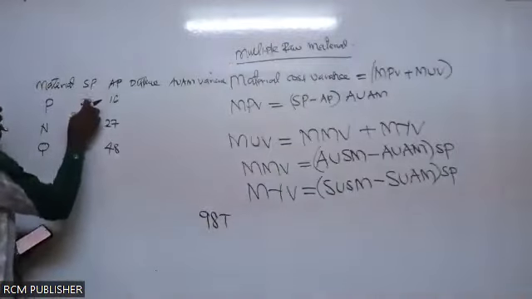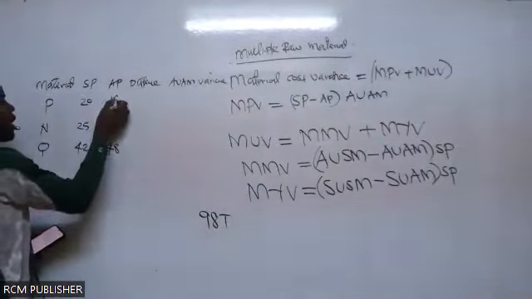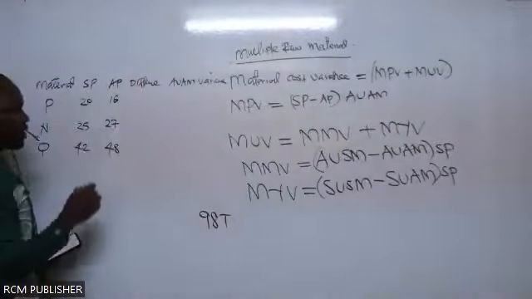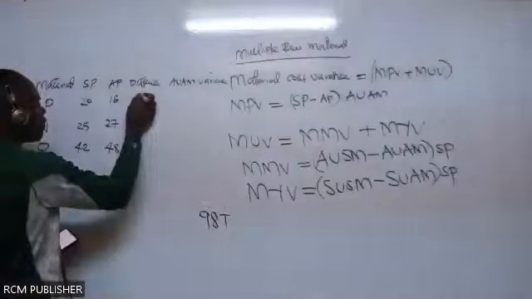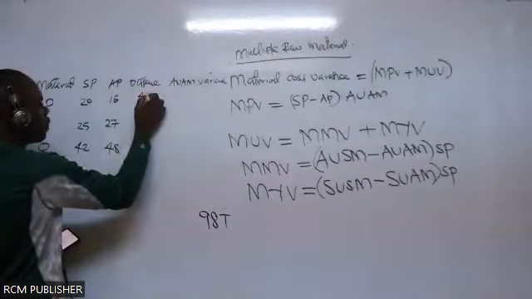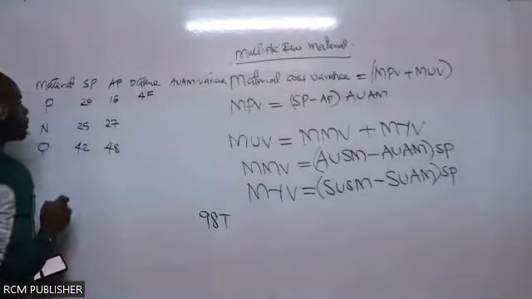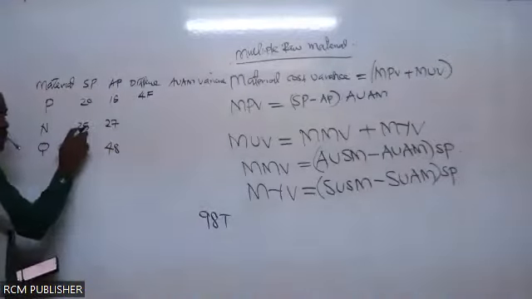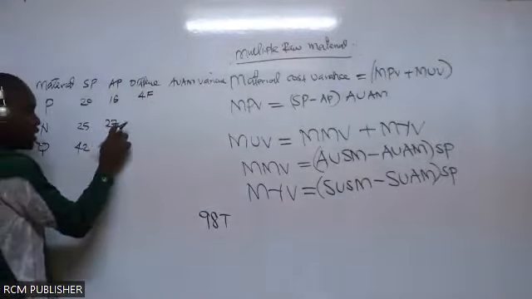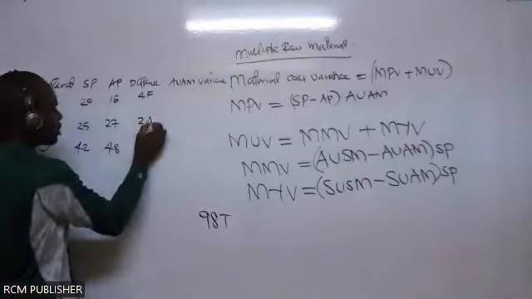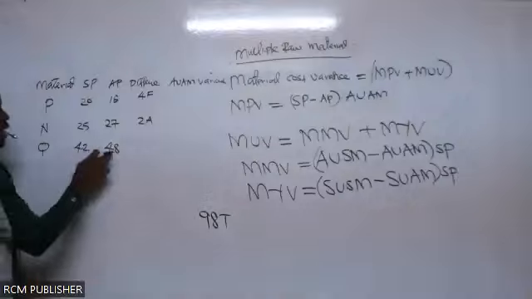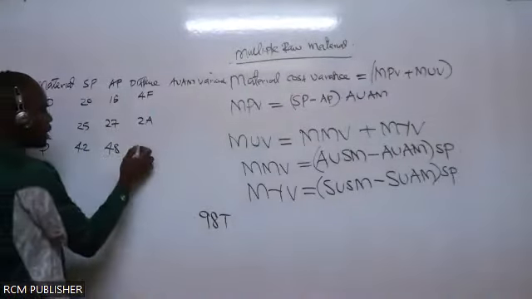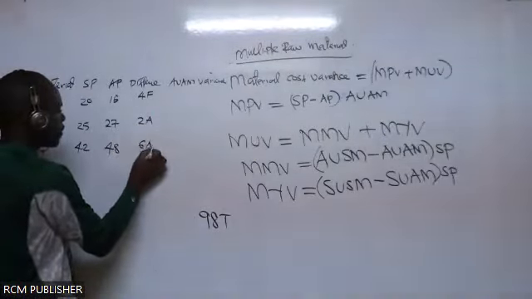So I expected to spend 20. I've ended up spending only 16. So what am I going to have? It is a favorable of 4, so it's going to be 4F. I intended to spend 25. I'm spending 27. It is adverse. I stated 42. I ended up doing 48. That is adverse of 6.